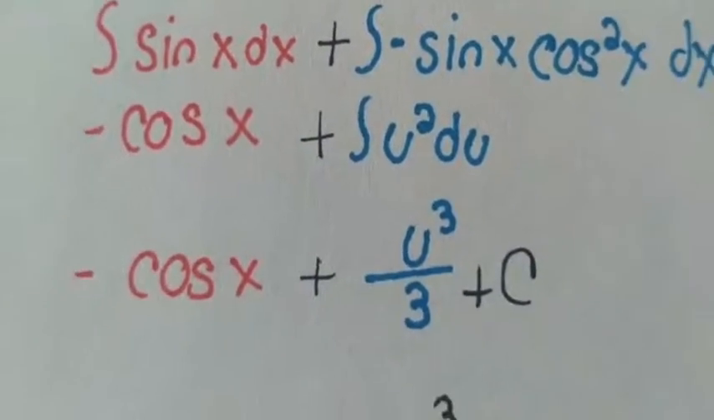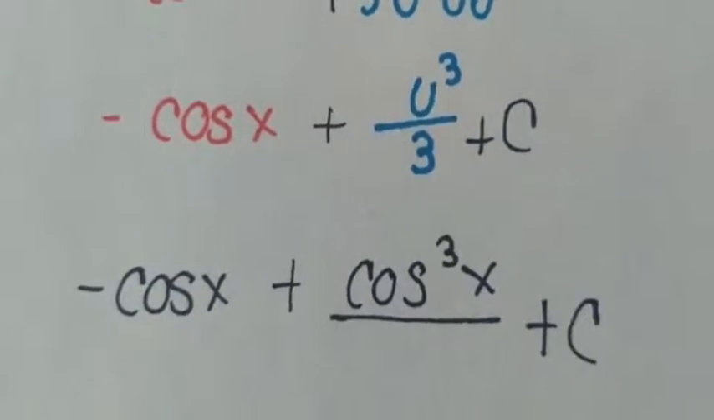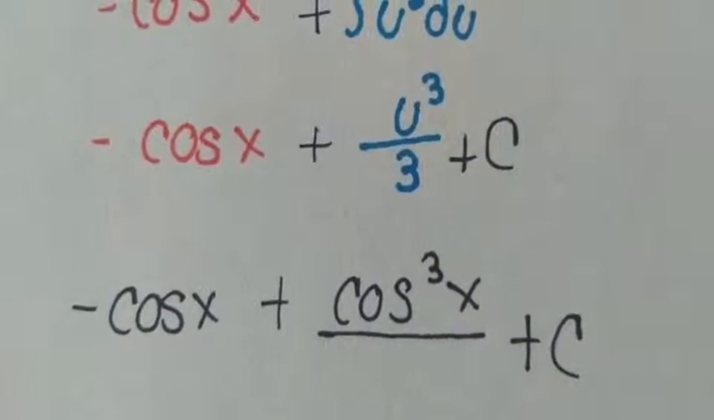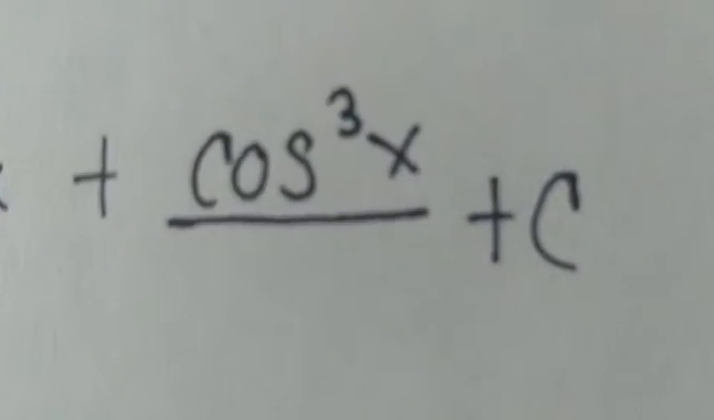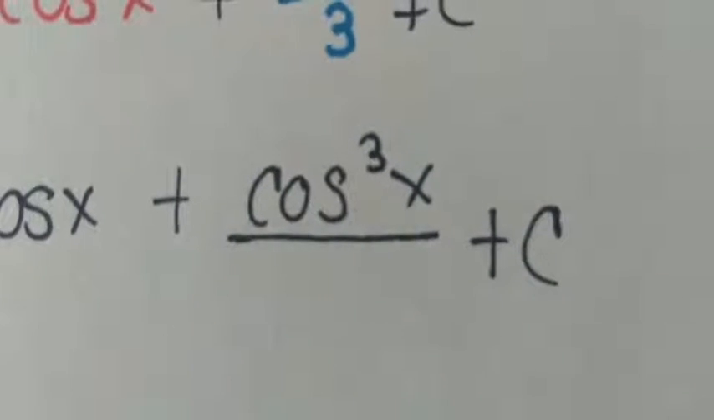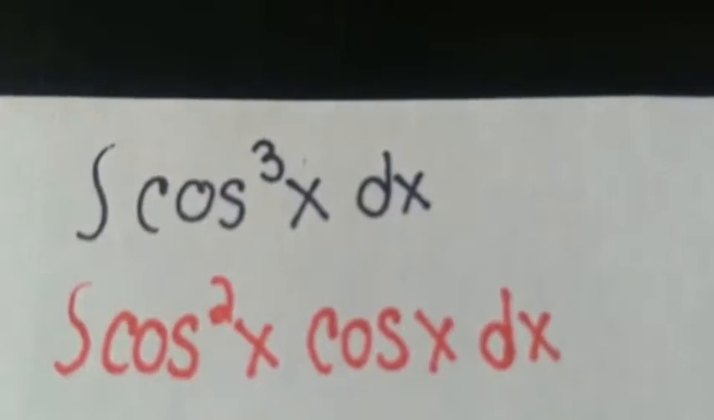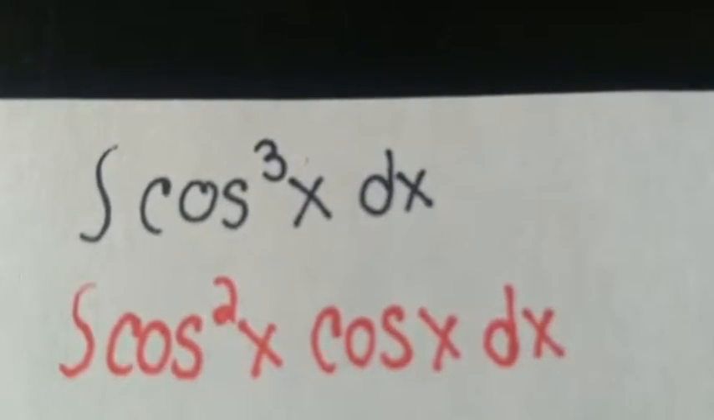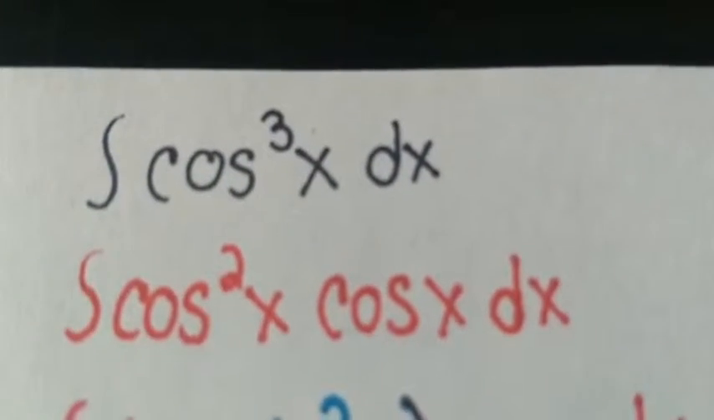But then you need to substitute back into minus cosine of x plus cosine of x to the cube over 3 plus c. This part, I'm sorry, I forgot to write it. For sine to the cube and cosine to the cube, we have the same procedure but a different result.